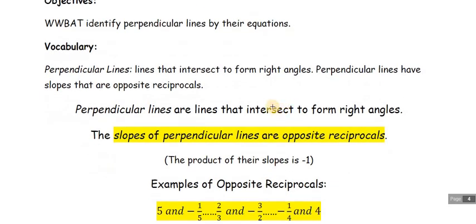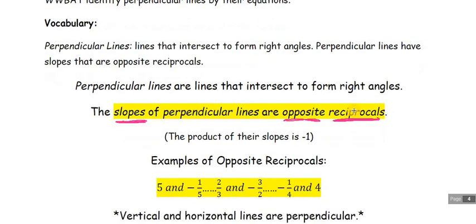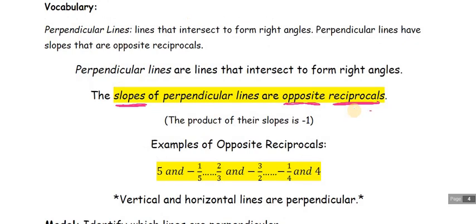And if we're talking about the slopes of perpendicular lines, they are opposite reciprocals. Okay, so slopes here are opposite reciprocals. Well, what does that mean? Opposite means the opposite sign. So the opposite of 5 is -5. The opposite of -2 is +2. So we're going to take the opposite sign. And then the reciprocal means we're flipping.